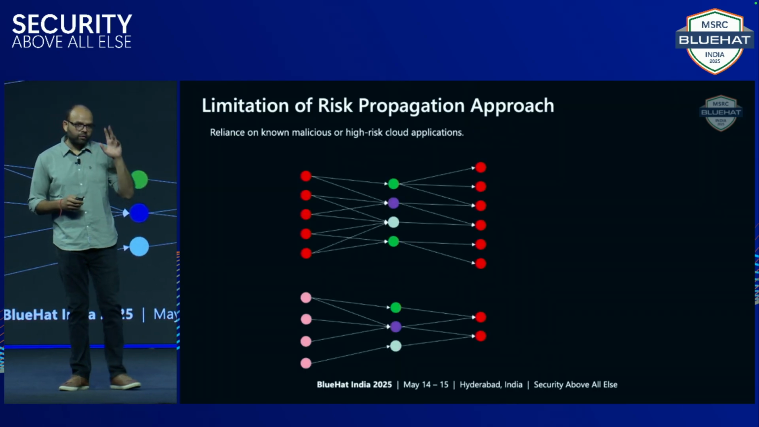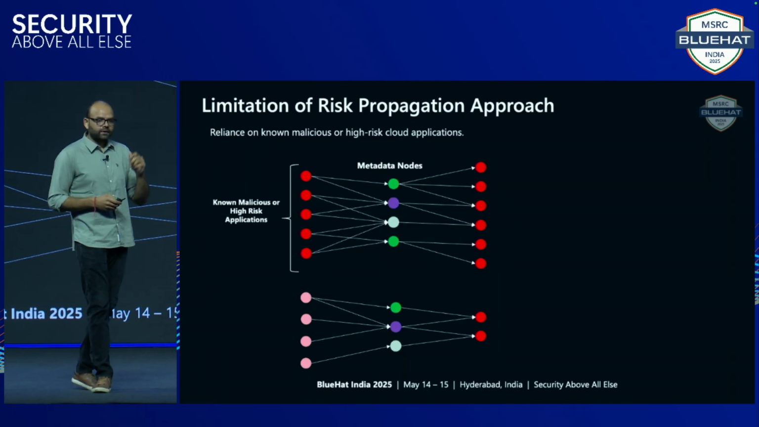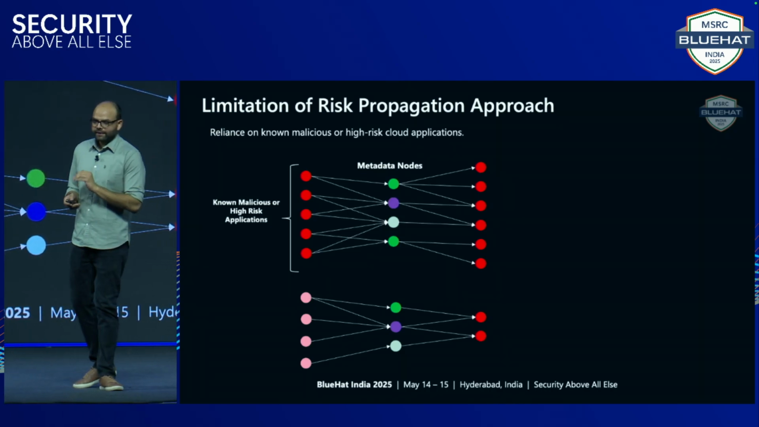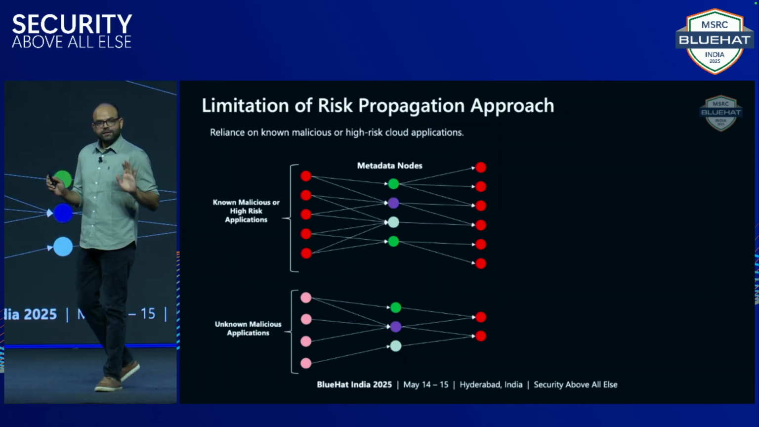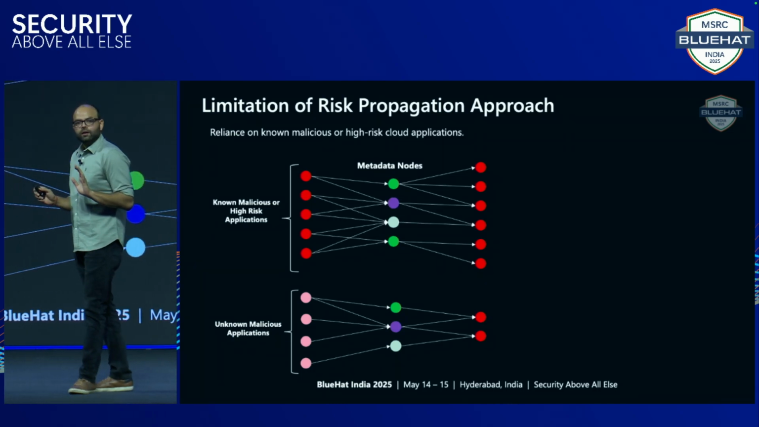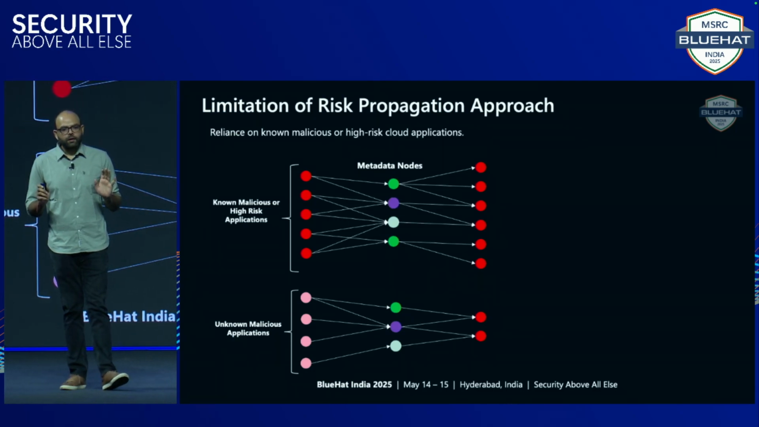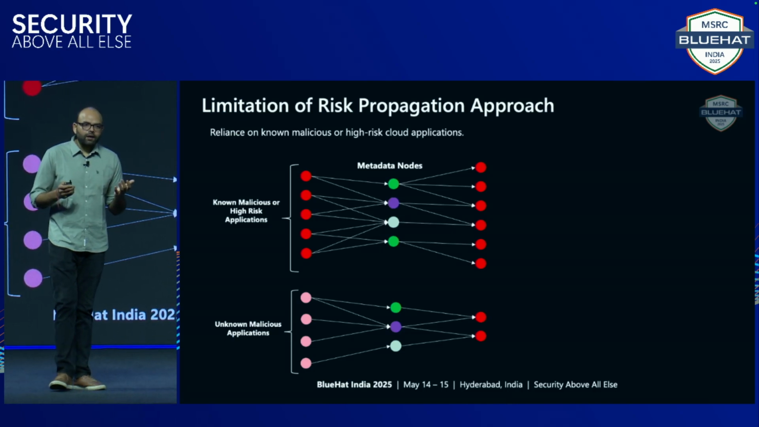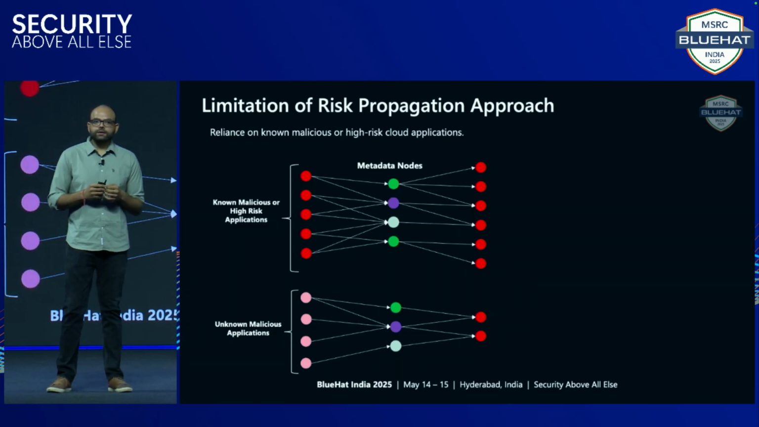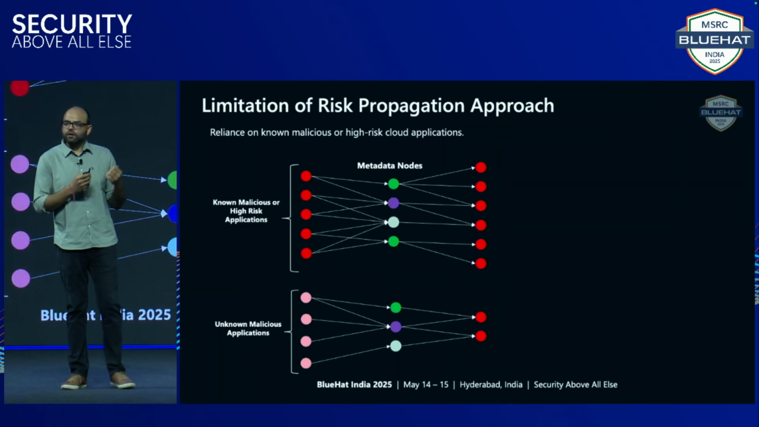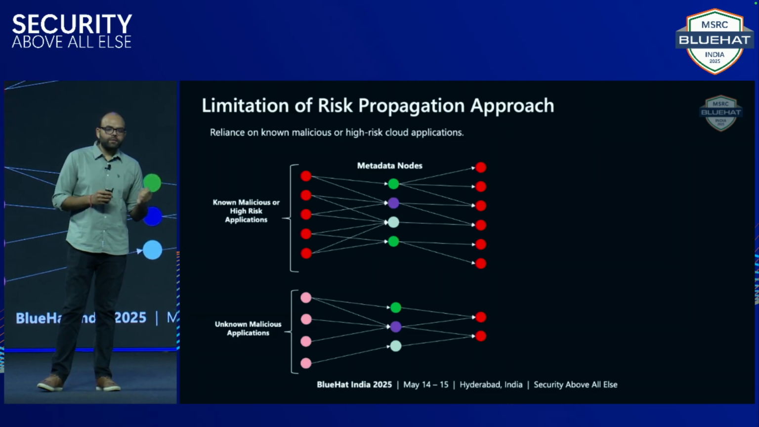So let's say you had 2 sets here. The first set is the known malicious or high risk applications. The second set is unknown malicious applications. They are missed by our traditional methods. We have no idea about them. Why did it happen? It could be that the attacker is using TTPs which our traditional methods do not recognize. We have no information about them.